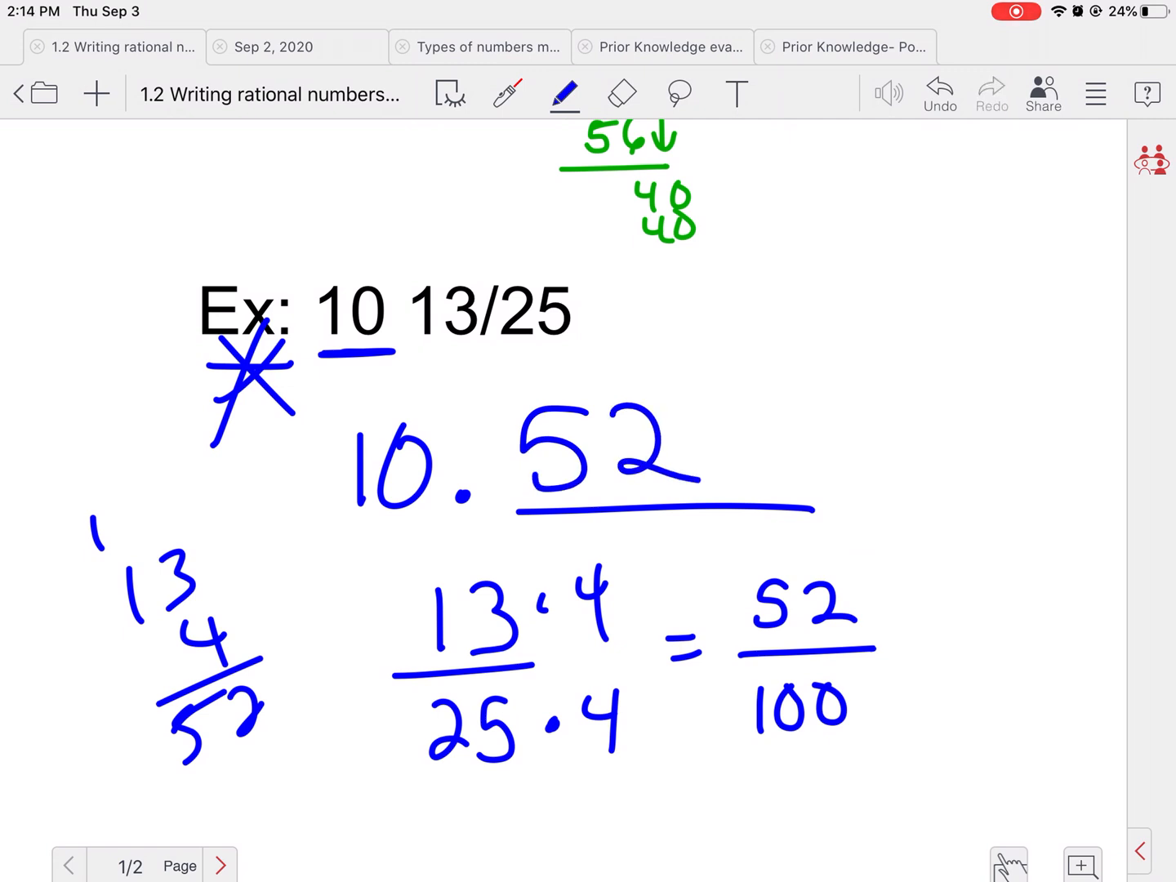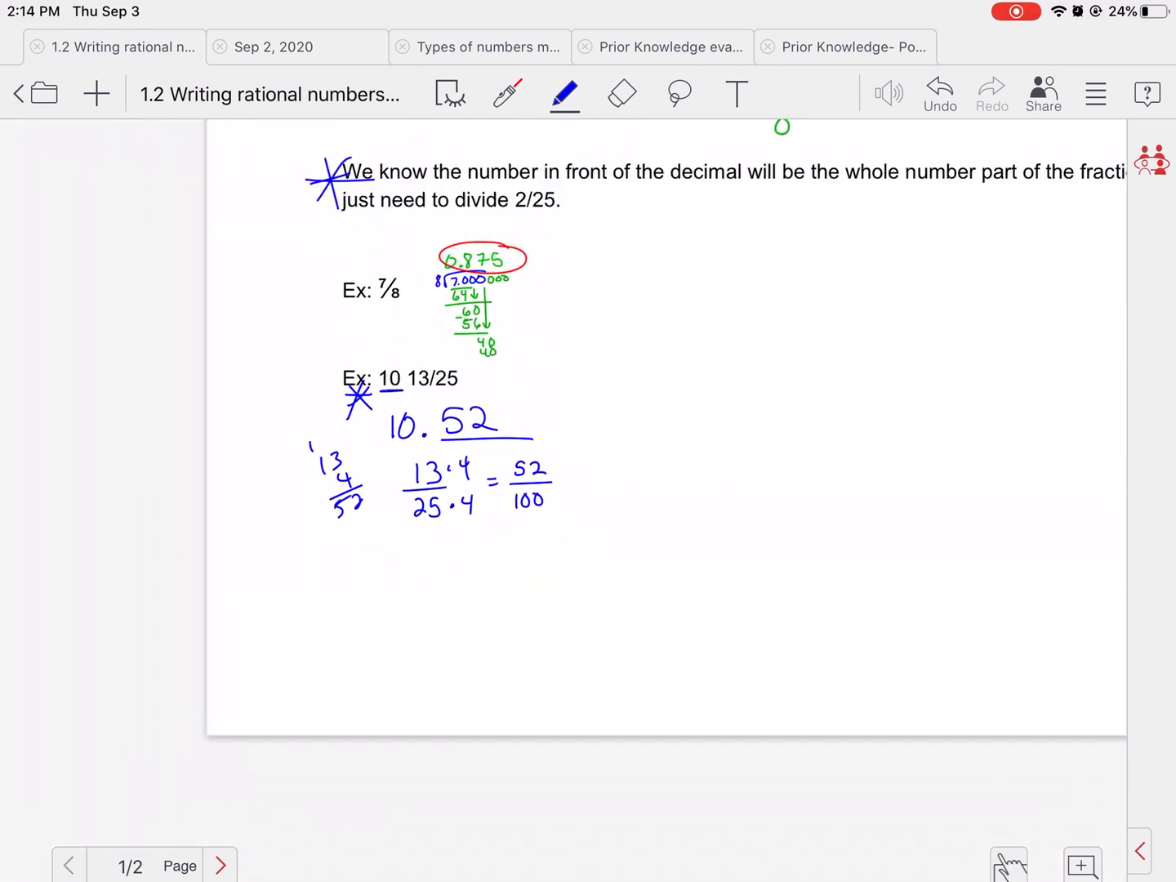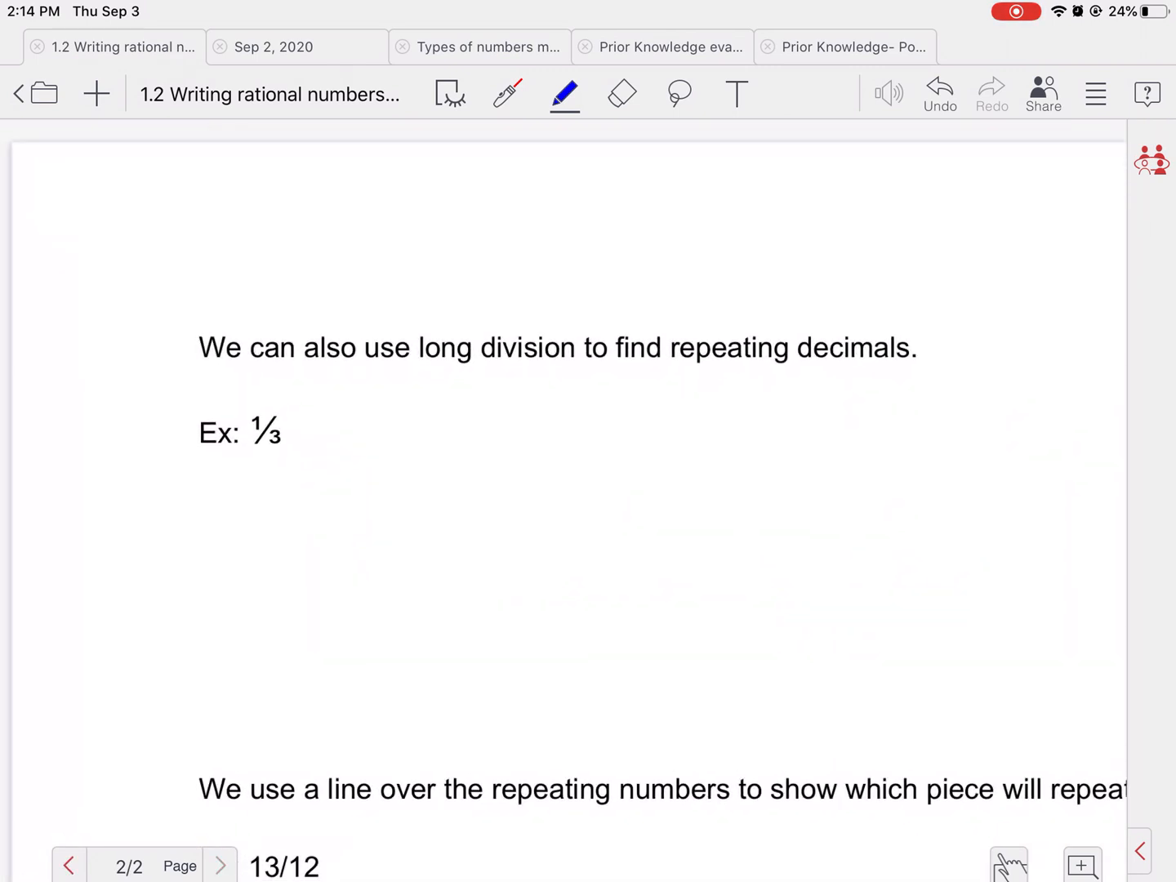Okay. Again, we could do the long division if we wanted to get that same answer. Okay. All right, next page here. If you do not have these notes on the next page, just go ahead and continue writing for me on the back side.